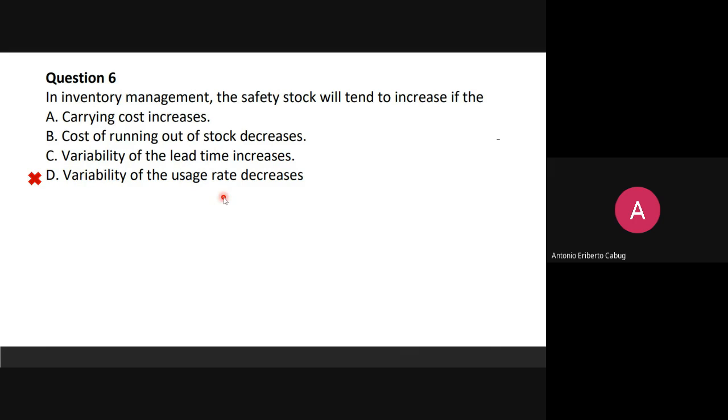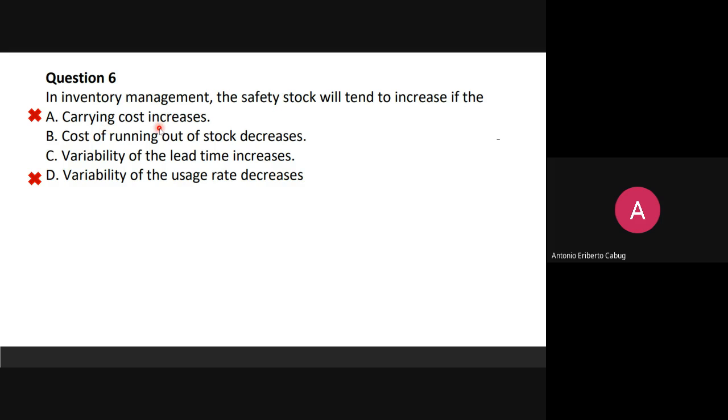Yung usage mo, kunyari, 100 units per day ang ginagamit mo. Kinabukasan, kailangan mo ng 200 units. Ang ibig sabihin nun, variable yung usage rate mo. No? Paiba-iba yung number of units na ginagamit mo sa isang araw. If the variability of the usage rate decreases, ibig sabihin mas stable na. Kung mas stable, nape-predict mo kung ilan lang yung kailangan mo. Hindi mo masyado kailangan ng safety stock. No?